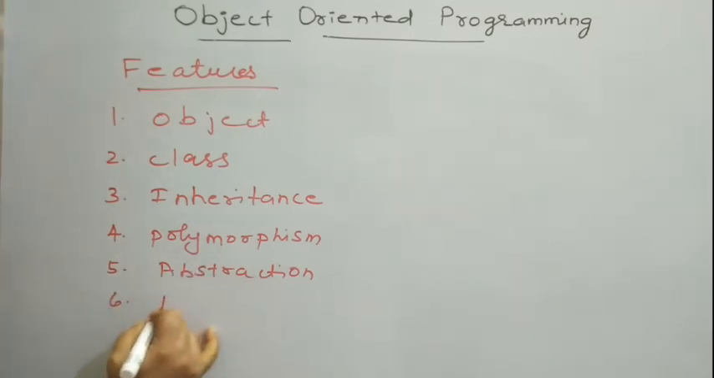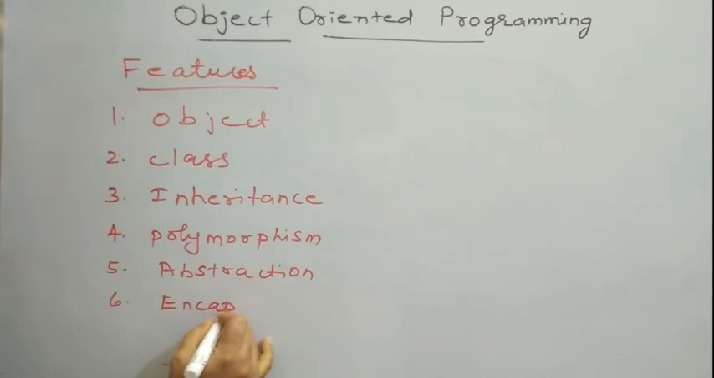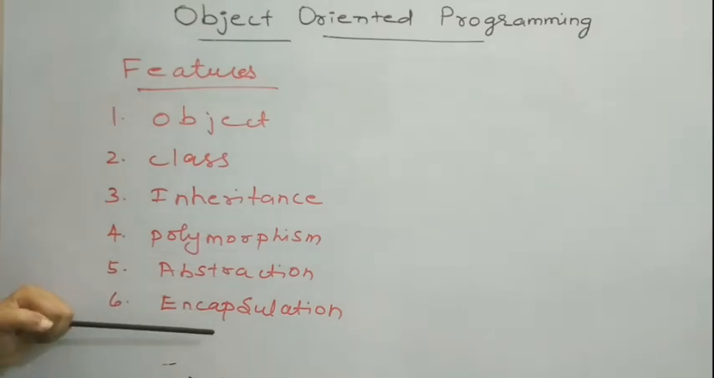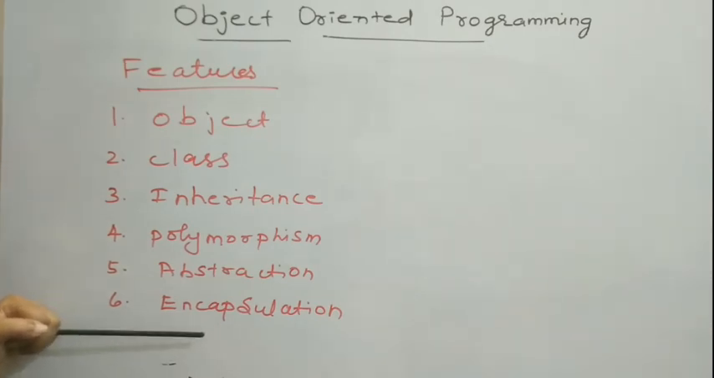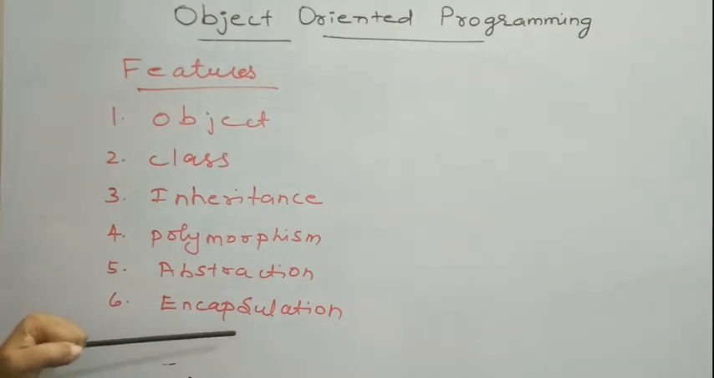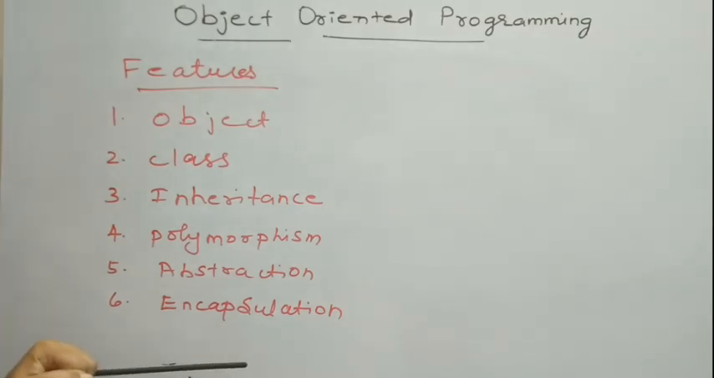So the next one is encapsulation. Encapsulation is the process of combining data and code together. In object-oriented programming, encapsulation is provided in terms of classes. Classes combine together data members and methods. The data members cannot be directly accessed. They can be accessed only through the methods defined inside the class. Methods can be accessed only by an object of the particular class.